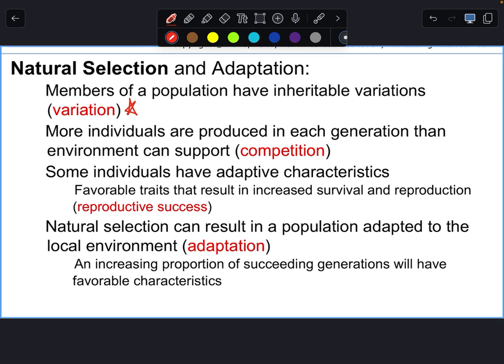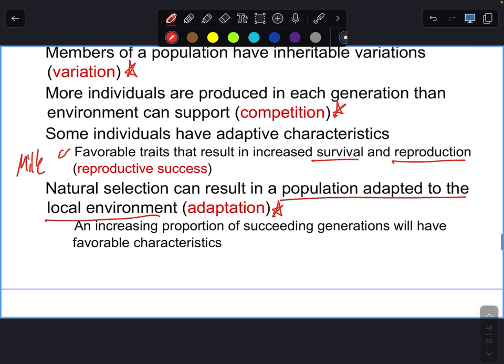More individuals are produced than can survive, so they compete to live, for space, for food, for mates. Some individuals have advantages, favorable traits, such as drinking milk for our ancient ancestors, increasing survival and reproduction. And so they succeeded in passing those genes on. Natural selection then chose those populations adapted to the local environment, and that's adaptation. So the living things adapted. In increasing proportion, succeeding generations will have those favorable characteristics.